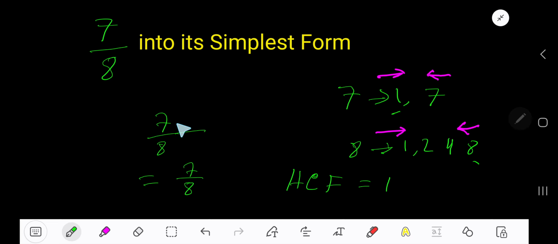So if you have one prime number between the numerator and denominator, then you can say that the only common factor between numerator and denominator will be 1. And if you divide the numerator and denominator by 1, you will get the same thing. So this is the simplest form or lowest term.